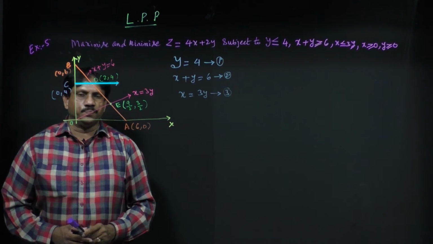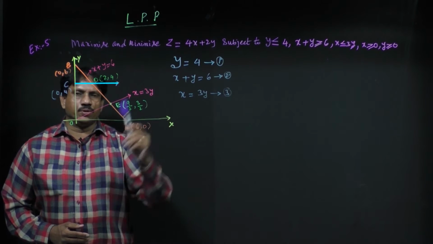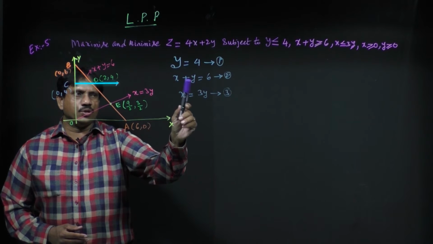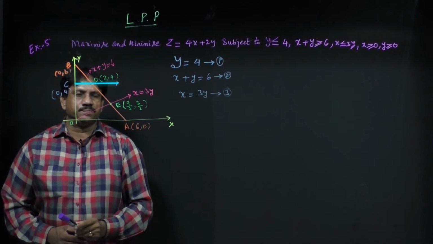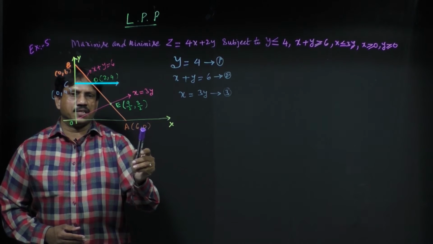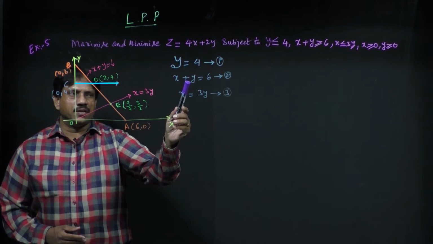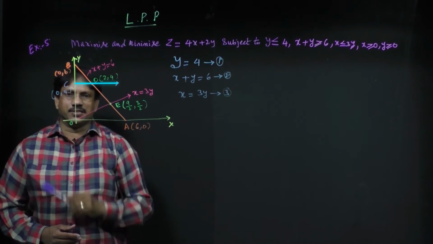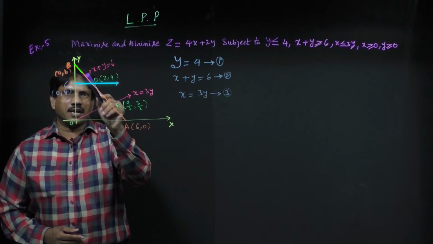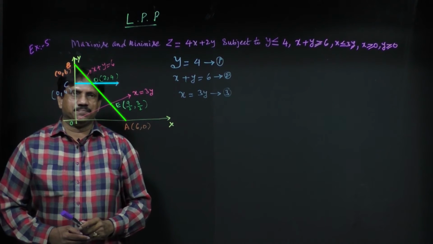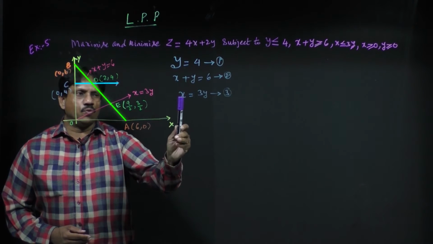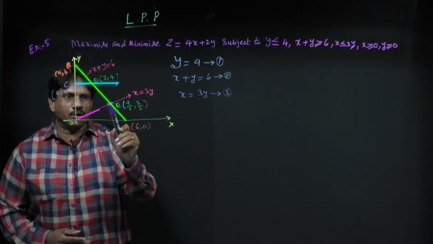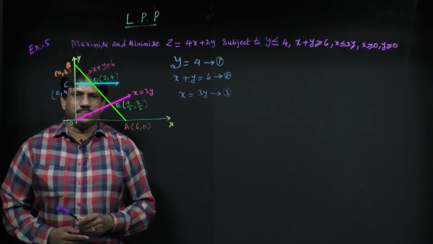The first is over. The second is x plus y equal to 6. By putting y equal to 0 you will get x equal to 6. The point is (6, 0). By putting x equal to 0 you will get y equal to 6. The point is (0, 6). So this is the line x plus y equal to 6. And the third one is x equal to 3y. It is a line passing through the origin whose slope is 3.